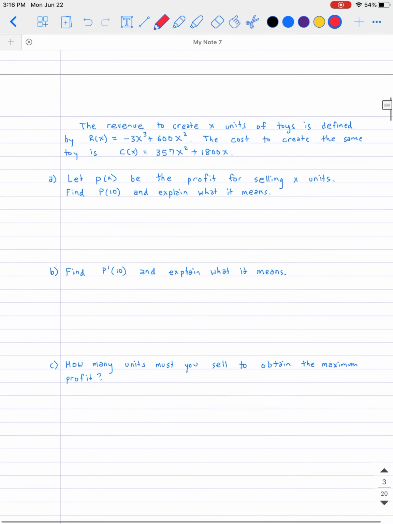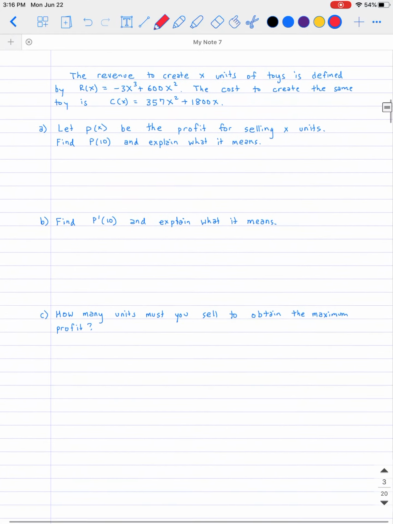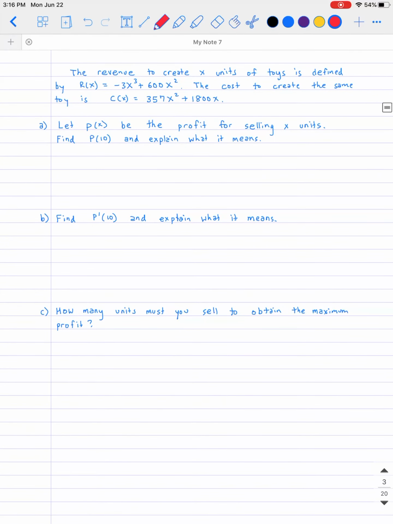Okay, so let's look into something that's not physics, but maybe something that's like econ, but nonetheless is still calculus related. So here we go. The revenue to create X units of toys is defined by R of X is equal to that equation. And the cost to create the same toy is supposed to be C of X, which is that equation. So we have two equations to work with. Let P of X be the profit of selling X units. Find P of 10 and explain what that means.